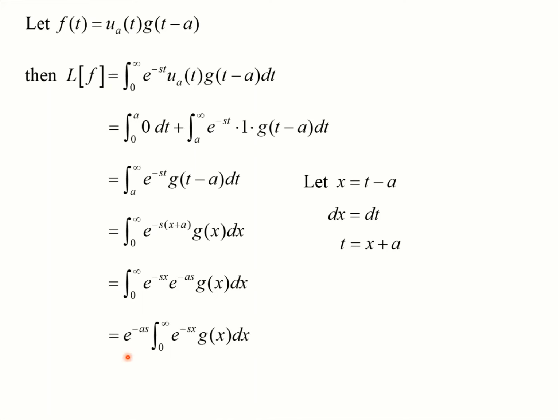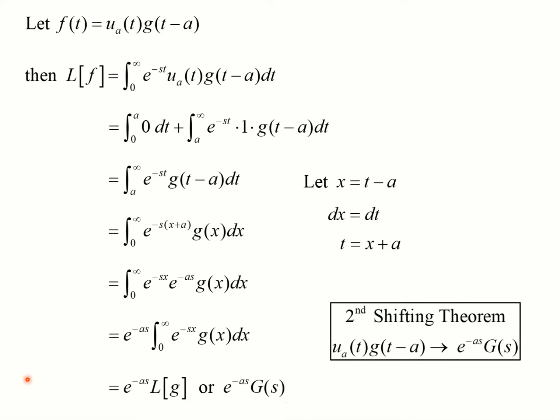See, it came out. And now you might be able to recognize this. This right here is the Laplace transform. I know there's x's there instead of t's, but it's the Laplace transform of g. And so this is e to the negative as, Laplace transform of g, or e to the negative as, capital G of s. And so this gives us the second shifting theorem.